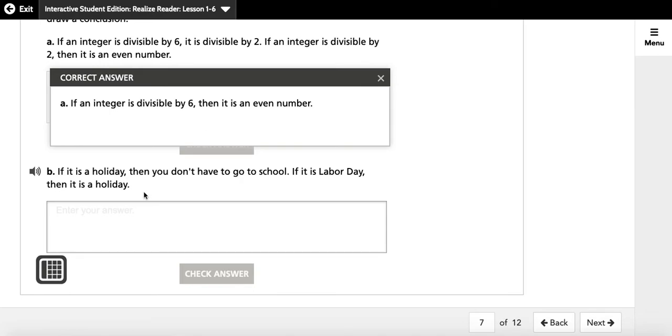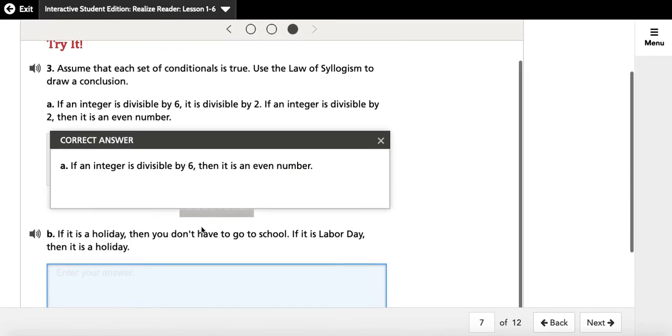I noticed that the link up is not the same order because this was not the same as this. But I did notice it's a holiday is here and it's a holiday is here, and that's what we have. They switched the order of the conditionals. This is the first part. If it is Labor Day, then it's a holiday. Then we go with if it's a holiday, then you don't have to go to school. So my final conclusion statement is if it's Labor Day, then you don't have to go to school.